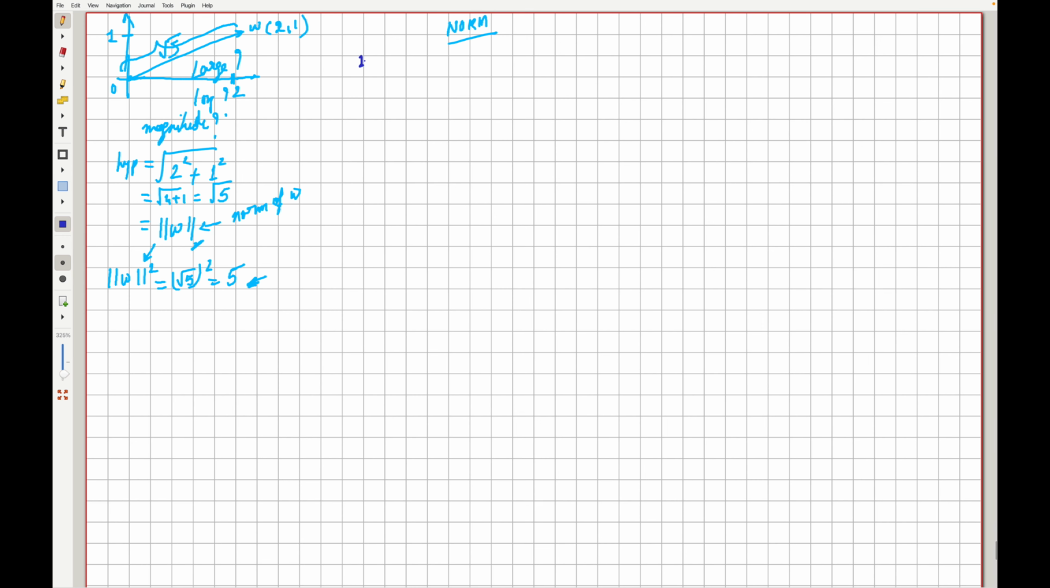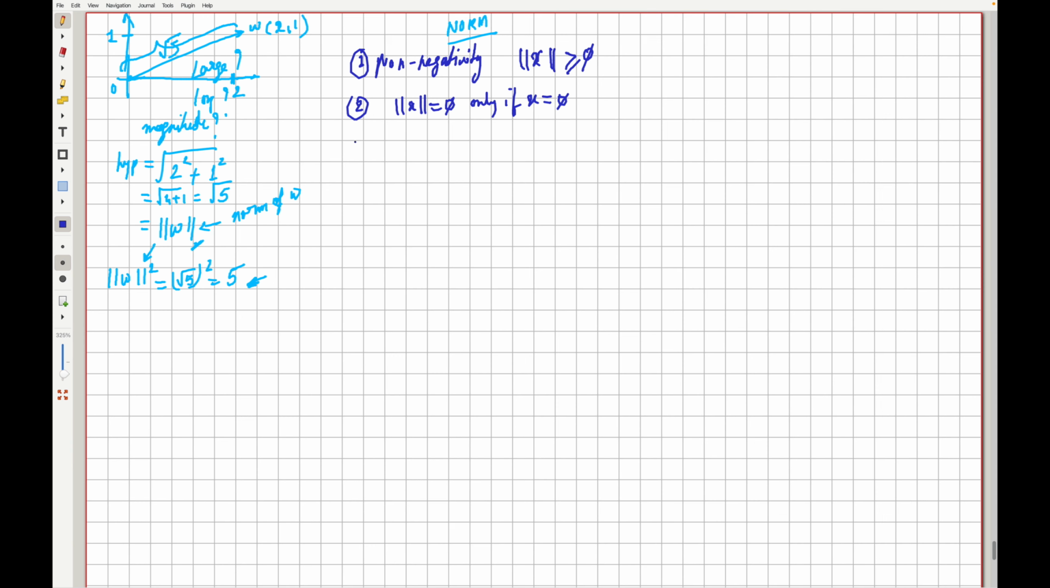The first property for norms is non-negativity. What this means is the lengths are never negative. That is to say, if we take the length or the norm of x, then that will always be greater than or equal to 0. The second property is that the norm of a vector, let's say x, is equal to 0 only if it's a 0 vector, only if x is equal to 0.